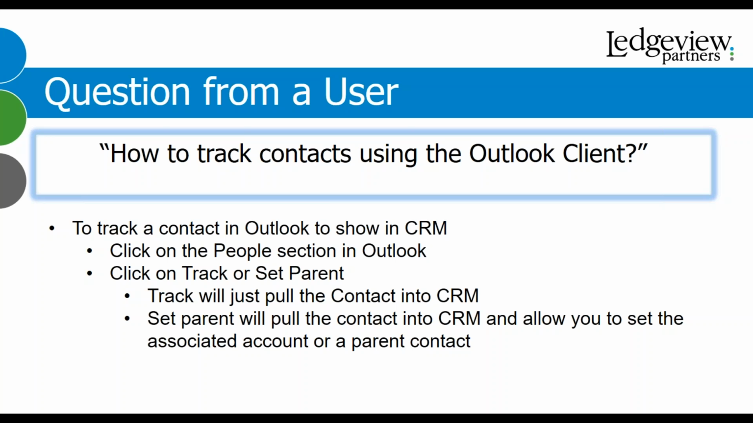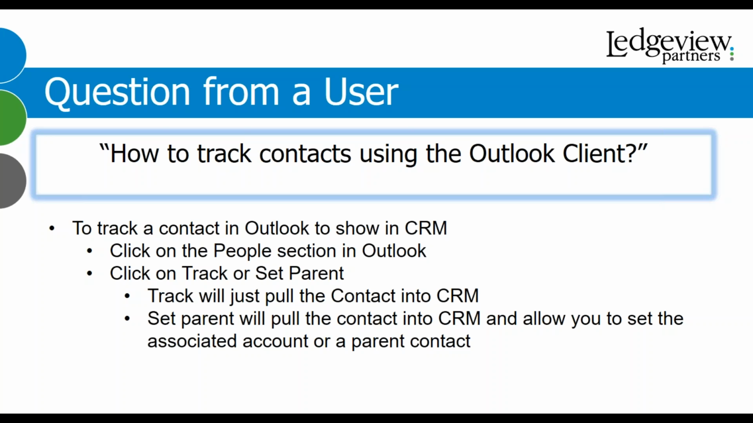The danger here is if you have a contact already in CRM and you push an Outlook contact into CRM, you now have 2 of the same contact in CRM, and then you need to merge. So keep that in mind. So what you want to do is click on the people section to track a contact from Outlook client into CRM. Click on a contact. If you click track, all you're doing is pulling the contact into CRM, just like when you track an email. It's not associating it to anything, it's just putting it in CRM.